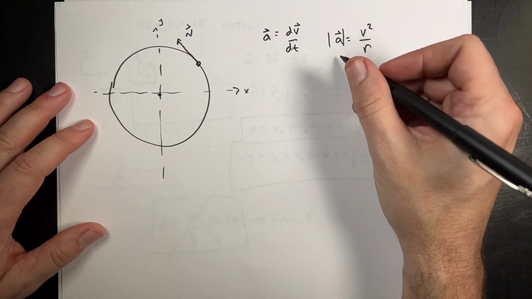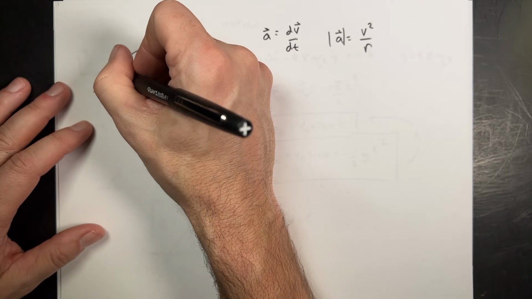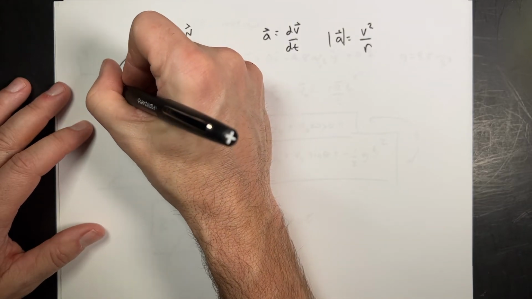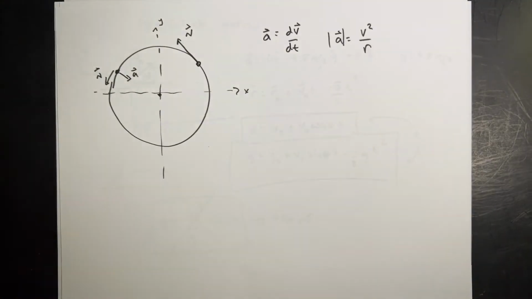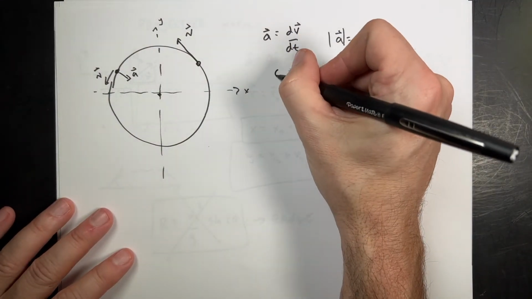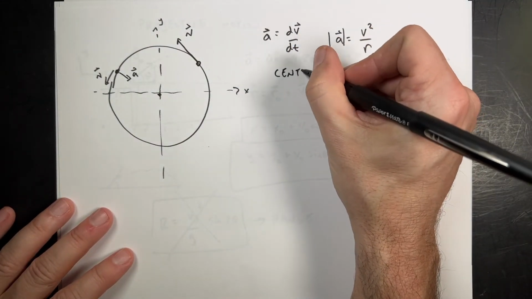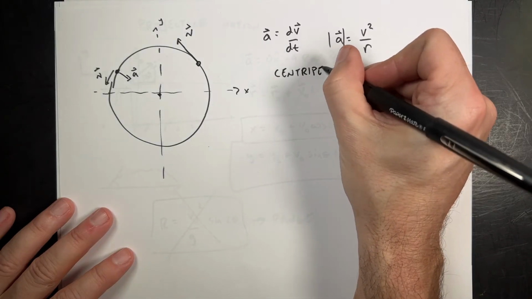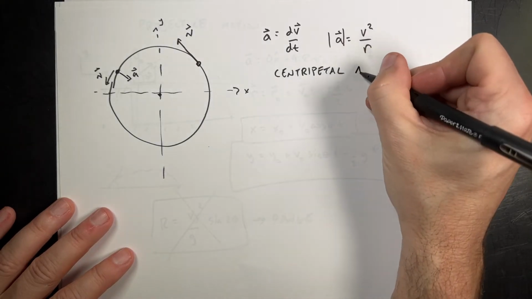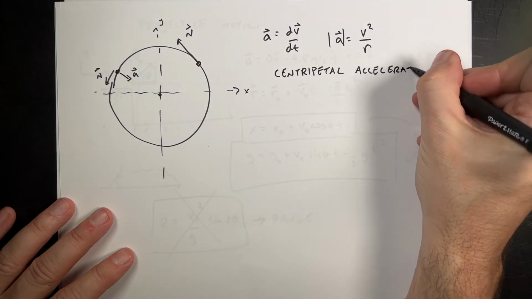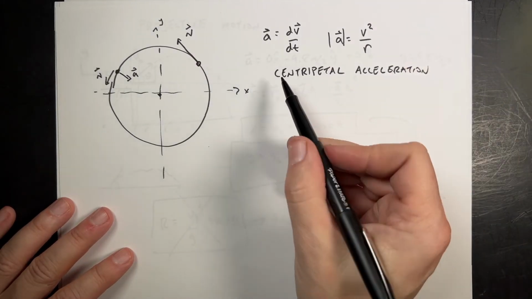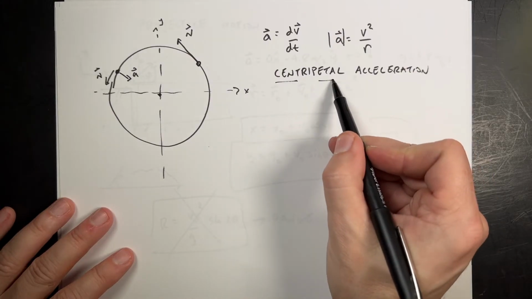The direction of this acceleration, I'll put it over here because I'm going to use that picture in a second. If that's v, the direction of the acceleration is towards the center of the circle. And that's why this is called centripetal acceleration. This literally means center pointing.